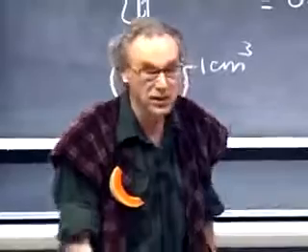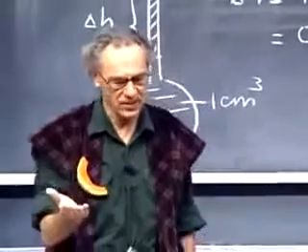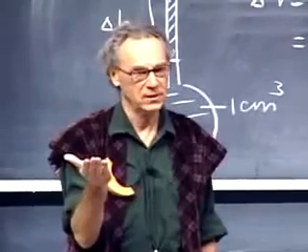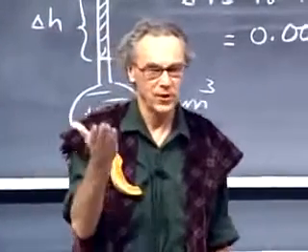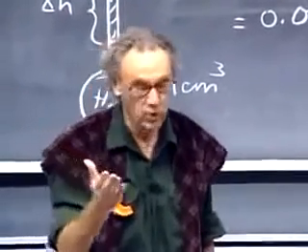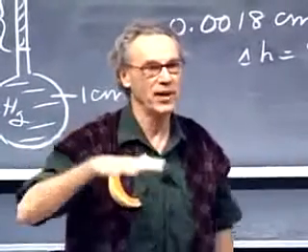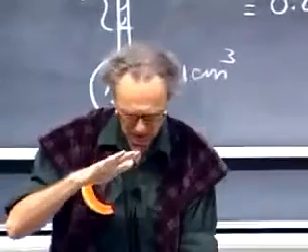This is why the Titanic sank, because ice floats on water. Ice has a lower density. Without ice floating, no icebergs. This is why you can skate on ponds, because ice is a lower density than water, so ice floats on water.